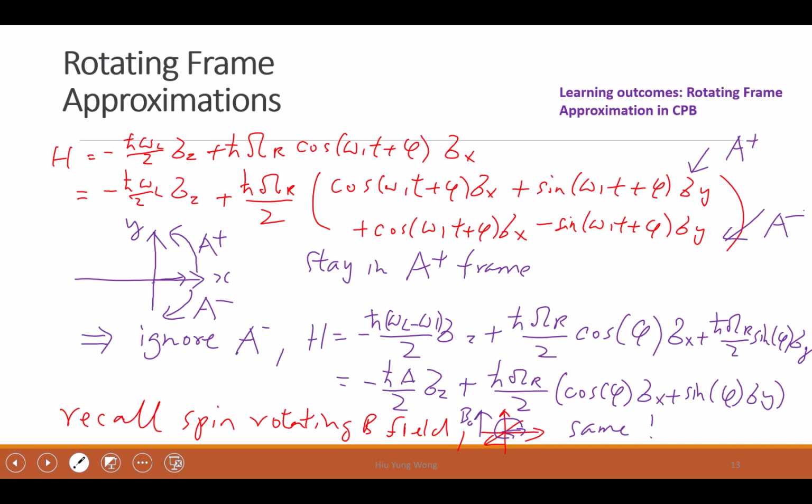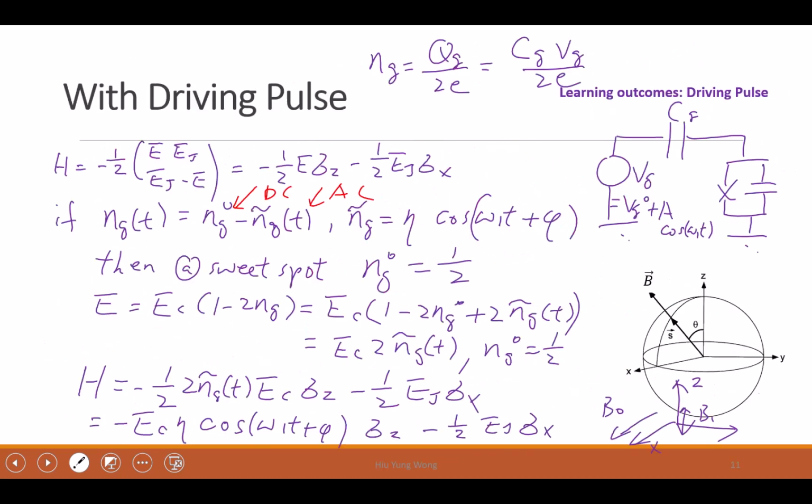What's the definition of phi? Don't mess it up with the Josephson junction phase. The phi here is the initial phase of the gate voltage. Yeah, so this is very important, right? You see that the control of the qubit needs to be so precise. The phase of the signal coming out from your Keysight equipment needs to be so precise, right? If your phase shifted, then you're actually not rotating about x, you're rotating about a combination of x and y.